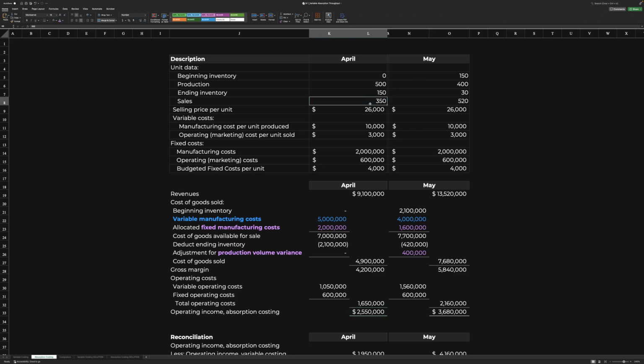So what we want you to start to see is that in a month when sales, here, let's take a look, sales of 350 units is less than production of 500 units, absorption costing is going to give you a higher operating income because all of the fixed costs are allocated to inventory, and some of that inventory is not sold. So it sits on the balance sheet instead of getting expensed in operating costs down here.